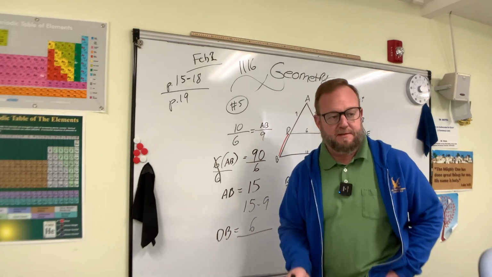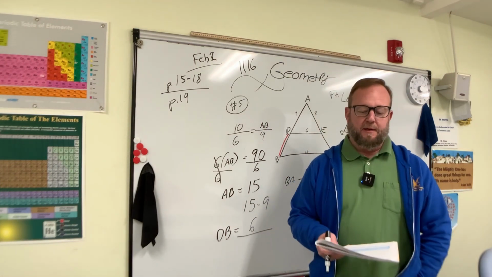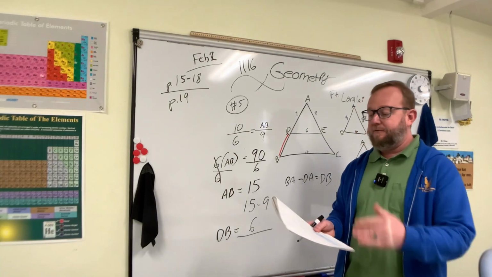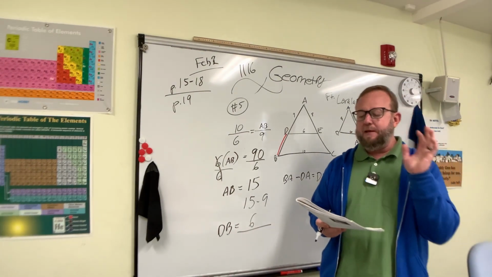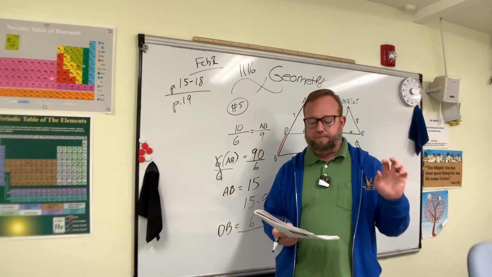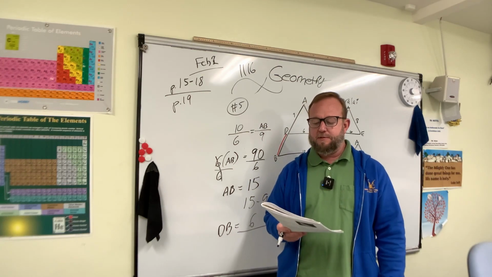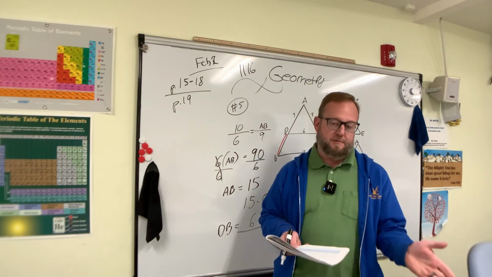So you do the exact same thing to find EC, and in fact, the exact same thing to find all of these missing sides all the way across. Now, if you peek over at number 7, you'll see they made it just a little bit extra.